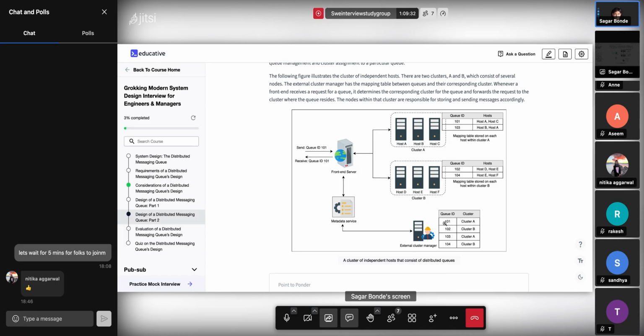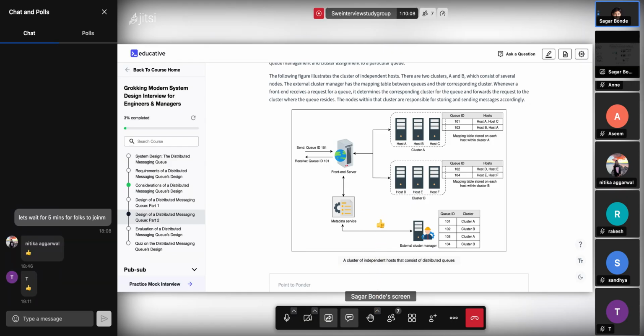So let's say 101 and 103 both. The job of the external cluster manager is just to ensure that the request reaches cluster A. Now it's the job of cluster A. In cluster A, every single host has the responsibility of storing it in two hosts, that is, making a copy or replicating that queue in another host. Does that make it easier?